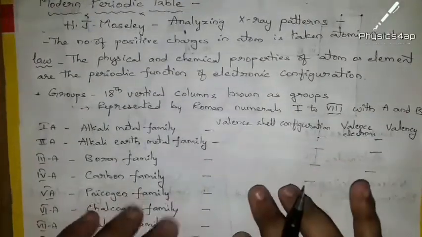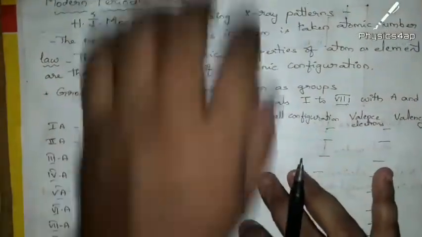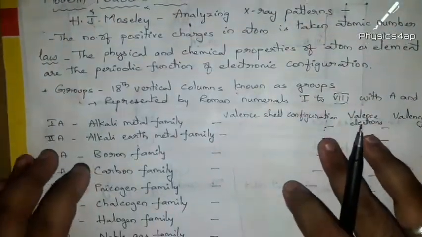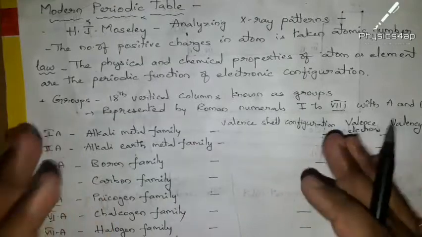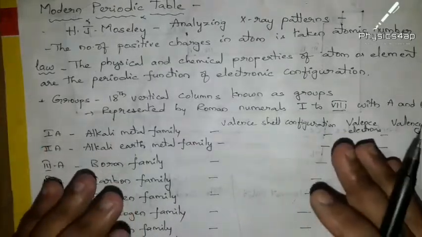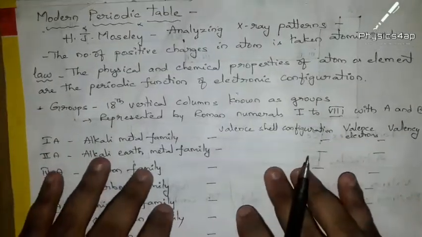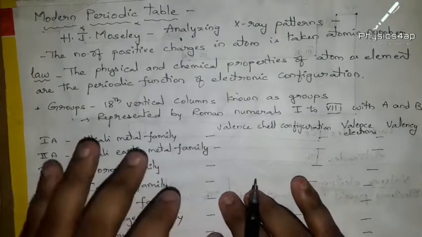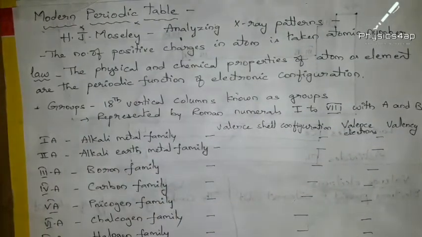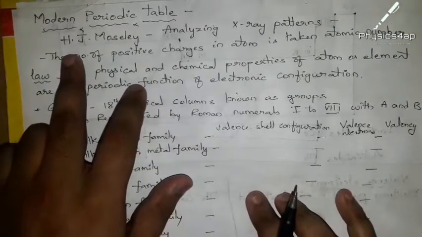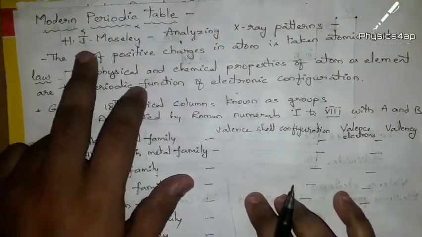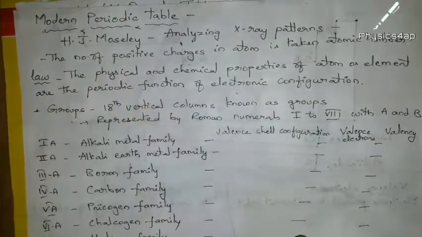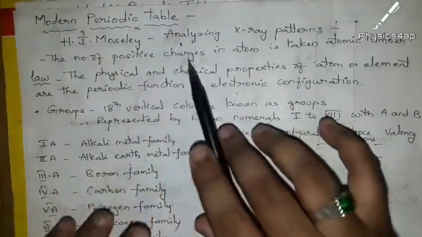Now next, coming to the modern periodic table, the table which we are using now in this century. This modern periodic table was designed in the early 20th century by H.J. Moseley, Henry J. Moseley.